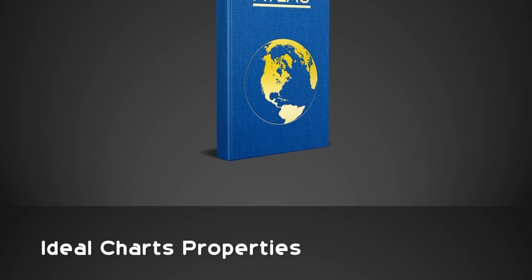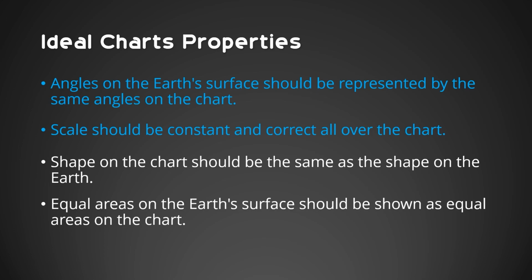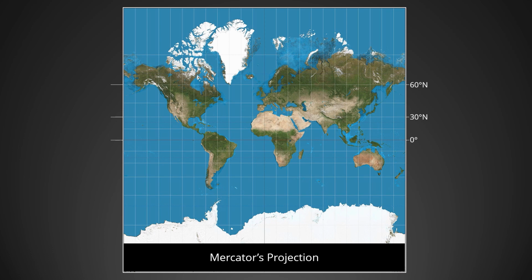The second property on our list is that scale should be constant all over the chart. On the screen is a map produced using Mercator's projection. As we learned before on the topic of distance, from the equator to 30 degrees north, the distance is 1,800 nautical miles. And from 30 degrees north to 60 degrees north, the distance is also 1,800 nautical miles. As you can see, the yellow and blue arrow lines are not equal in length, which means that the scale is changing.